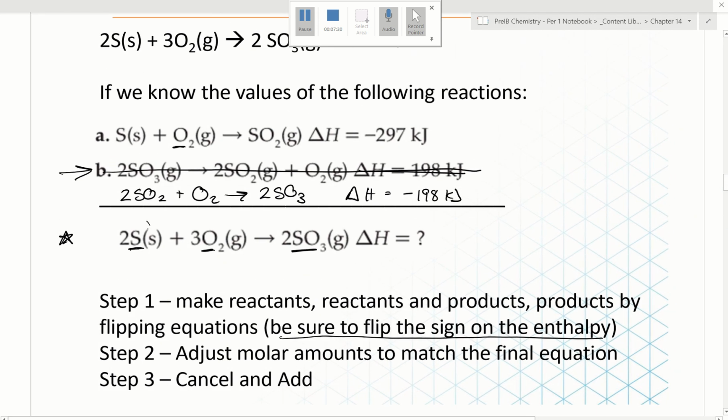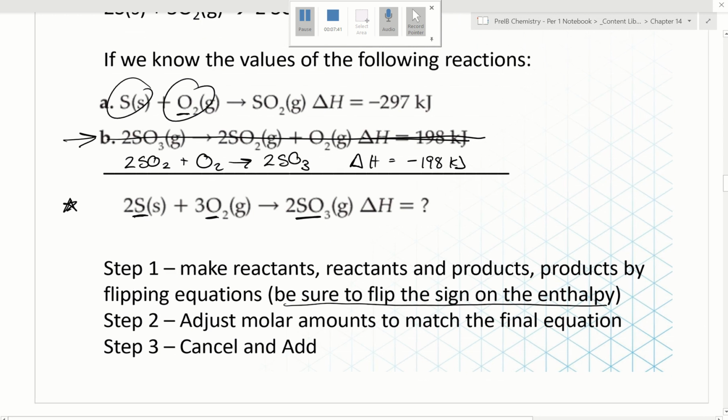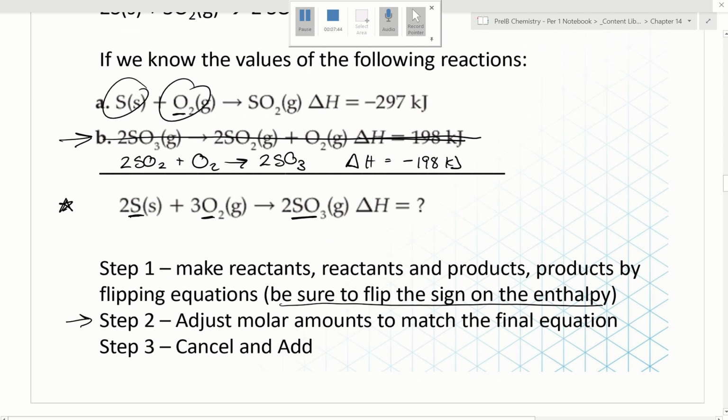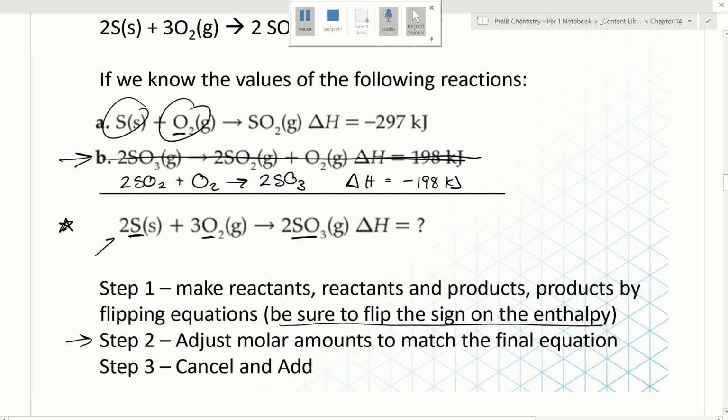So now let's look. Sulfur is a reactant, it's a reactant. Oxygen's a reactant, it's a reactant. SO3 is a product, SO3 is a product. Step 1 is done. All right. Now I need to adjust the molar amounts to match the final equation. There are 2 sulfurs here, and up here there's only 1 sulfur. So I need to double the amount of sulfurs. Well, if I double the amount of sulfurs, it's going to double the amount of oxygen, it's going to double the amount of SO2 produced, and it's going to double the amount of energy produced. So I have to multiply that by 2.